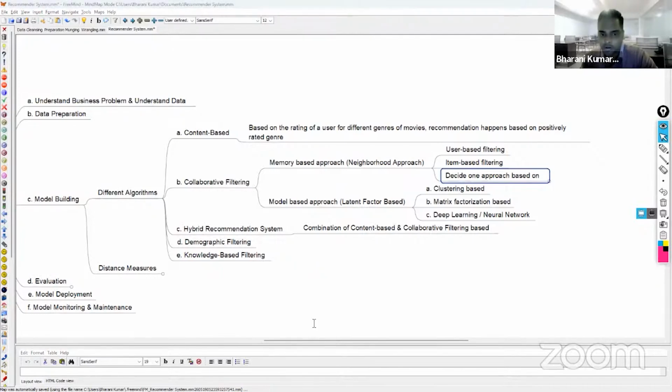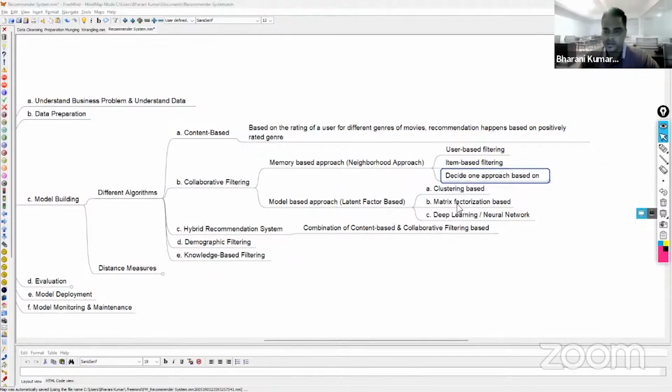Alongside that, what kind of algorithm you want to choose is also extremely important. Is it content-based algorithm? Is it collaborative filtering? Is it memory-based approach or model-based approach? When it comes to memory-based, you have user-based and item-based filtering techniques. When it comes to latent factor-based, you have clustering-based. You first perform clusters like K-means clustering, and for each cluster, you're going to do some recommendation.